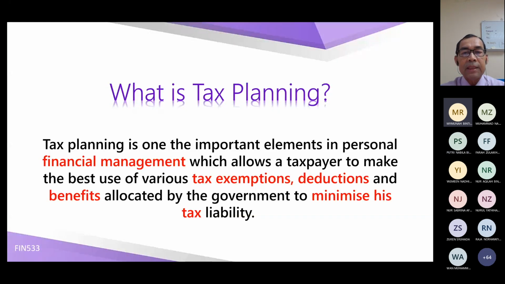An individual can manage. Dia boleh guna, dia boleh apa tu? Gunalah benefit-benefit tu in order to what? In order to minimize his tax. Minimize his tax meaning pay less lah. This is not illegal. This is allowed by the government atau LHDN. So, these are the items that an individual can use, can apply so that dia boleh bayar tax lesser.